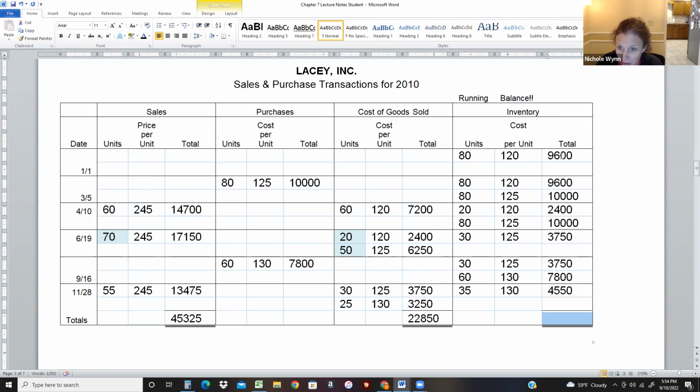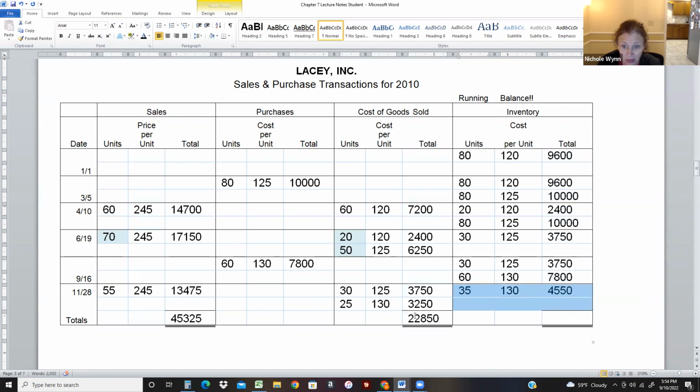Now, on this one, students want to total this because that's what we've always done. But I want you to notice the duplication. This was a running balance. So every time we bought more goods, we repeated our original goods and put more in. And every time we sold goods, we updated it. So every single time we updated our balance in inventory. So when we get to the end, we do not total up this whole column. We only total up the last day.